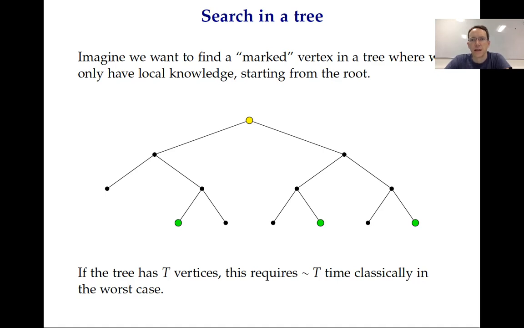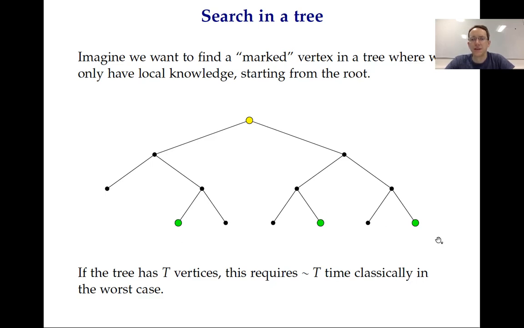And we imagine that we're looking for a so-called marked vertex, one which is a good vertex, let's say. And we're starting at the root of the tree, this yellow one here. And all we can do at each step is move around in the tree to a neighbor and check whether the neighbor is marked or not. So we imagine these green ones are the solutions that we're looking for to our constraint satisfaction problem. And the yellow one is where we start. And the tree has some kind of complicated structure which isn't known to us in advance, but we can explore it, and we're looking for a green vertex.